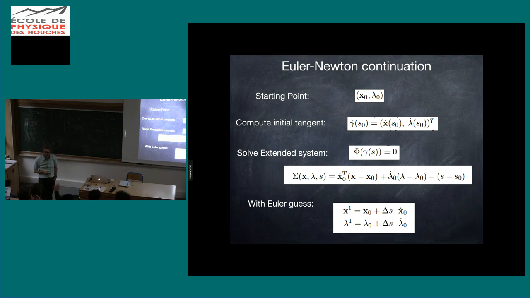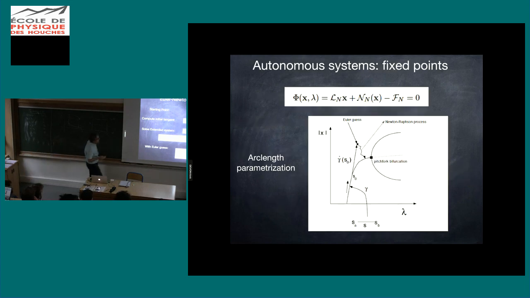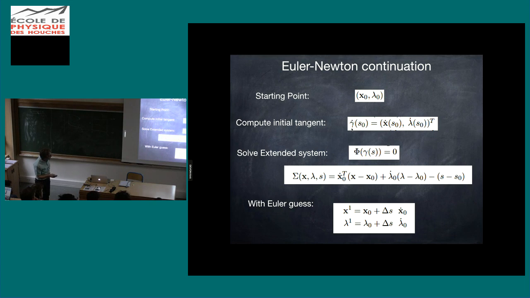Yes? Could you recall the notation? Yeah. Phi is the algebraic system, and I now parameterize x, the solution, and lambda as a function of this arc length. You can write it as phi of gamma of s, because gamma of s is this x and lambda together. Sorry, this is the traditional notation.